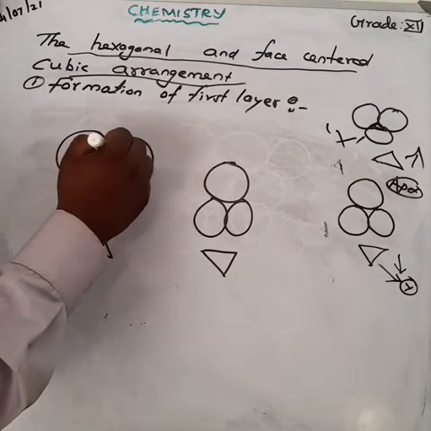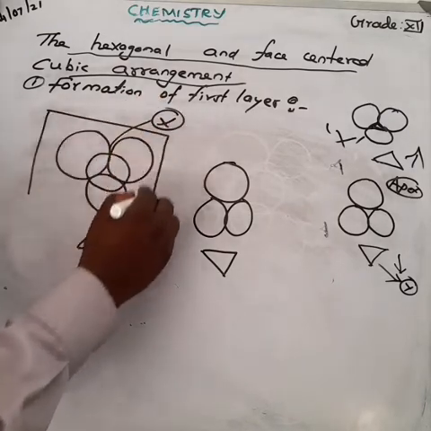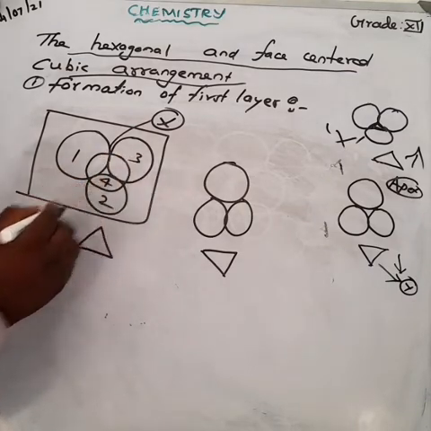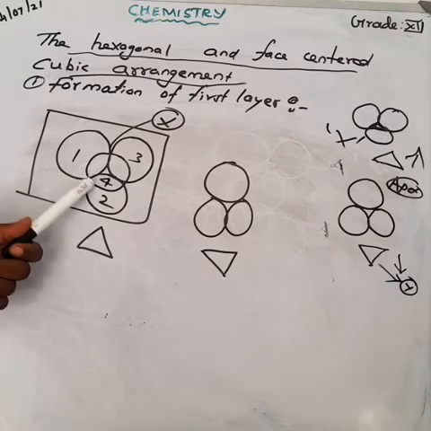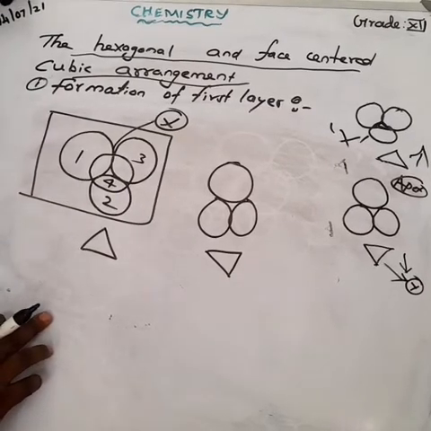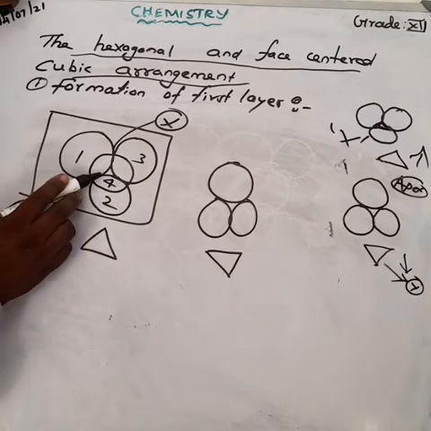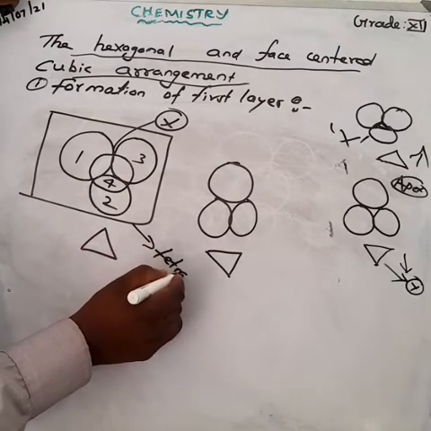Now, can you say, my dear children, how many spheres are here in total? 1, 2, 3, 4. Am I right? So we can say 4 spheres. Yes or no? Whenever the sphere of the second layer is above the voids of X of the first layer, we get another hole that is called a tetrahedral void. Tetrahedral void. Can you understand?